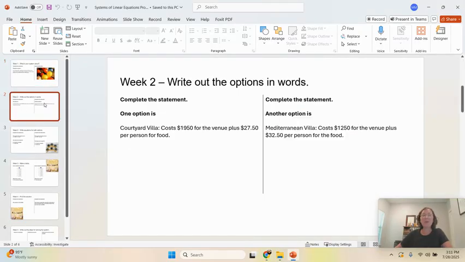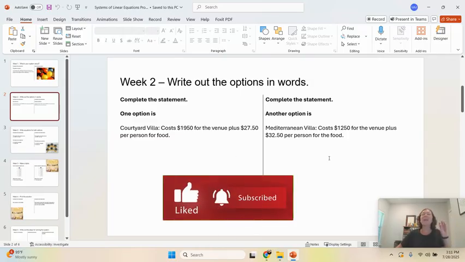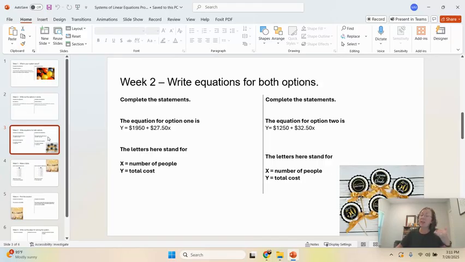Then in week 2, we looked at 2 different options. You remember we had Courtyard Villa that had a flat rate of $19.50 and then $27.50 per person for the food. And then we also had Mediterranean Villa, $12.50 flat rate and then $32.50 per person. That was week 2.